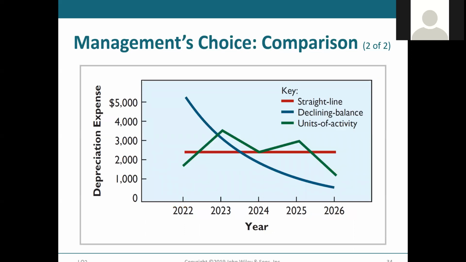And they're just showing you graphically the 3 methods. Straight line, of course, is a straight horizontal line. Units of activity goes up and down, and declining balance goes down as you get closer to the end.